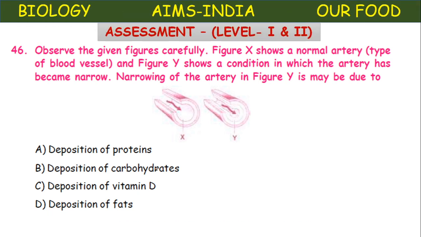Observe the figure carefully. Figure X shows a normal artery type of blood vessel, and figure Y shows a condition in which the artery has become narrow. Narrowing of the artery in figure Y may be due to deposition of proteins, deposition of carbohydrates, deposition of vitamin D, deposition of fats. It is cholesterol which forms this condition in hypertension, high BP. Okay, deposition of fats.